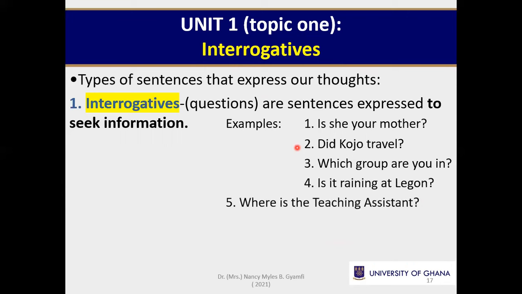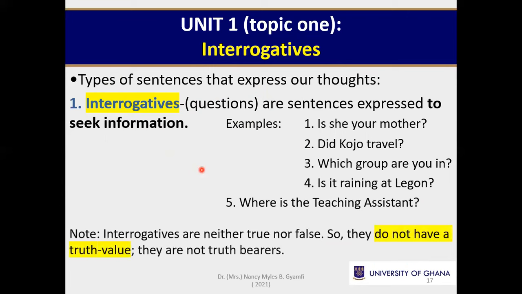Where is your mother? Did Kojo travel? All those examples are on your screen. Is it raining at Legon? Where is the teaching assistant? These are all interrogatives. Why? Because it is an expression that seeks to gain information. It is seeking, S-E-E-K, information. So it's an interrogative. We are done with that. You should be able to identify an interrogative. That's the first type of sentence shaped thoughts.